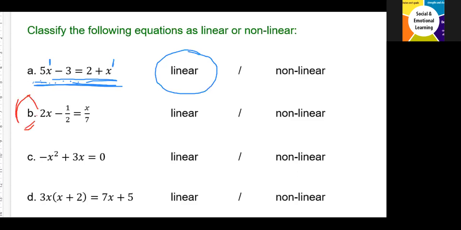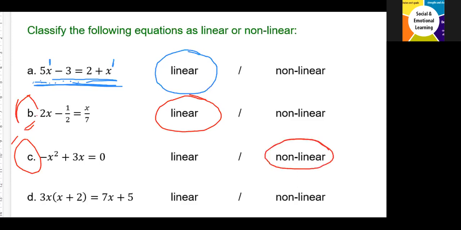Okay, what about question B? Is this equation linear? 2x minus half equals x over 7? Very nice. How come? Because the largest exponent is a 1. That's exactly how I would have phrased it. Perfect. What about question C? Linear or nonlinear equation? Not linear because it has an exponent. Not because it has an exponent, but because the largest exponent is 2. It has an exponent other than 1. It's a 2. See, there's a 1, but because there's a bigger exponent of 2, it's nonlinear.